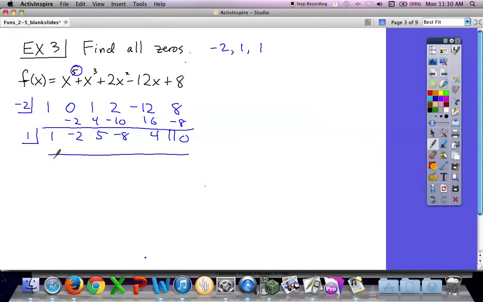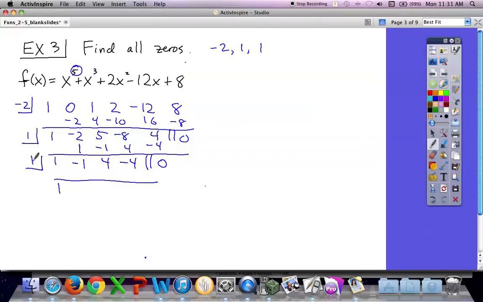On that set of numbers, bring down the 1. 1 times 1. 1 times 1 is 1. Add. 1 times -1. Add. 1 times 4. Add. 1 times -4. Add. Again, we got a remainder of 0, which we expected, and now we need to use 1 again.